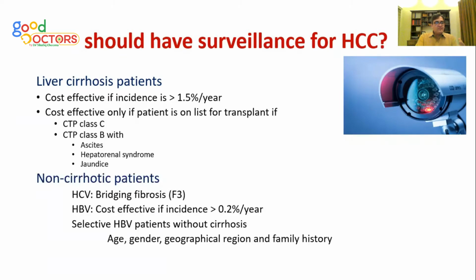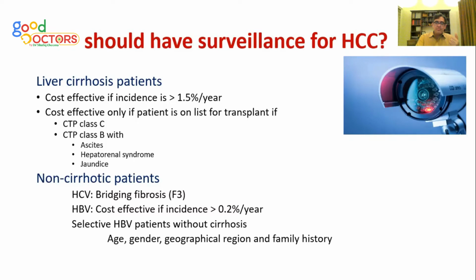Do we need to have surveillance in patients without liver cirrhosis? In HCC, it is cost effective at the stage of F3, that is bridging fibrosis. We know patients with hepatitis B do develop hepatocellular carcinoma without liver cirrhosis. But to make a surveillance program cost effective in these patients, the incidence has to be more than 0.2%.